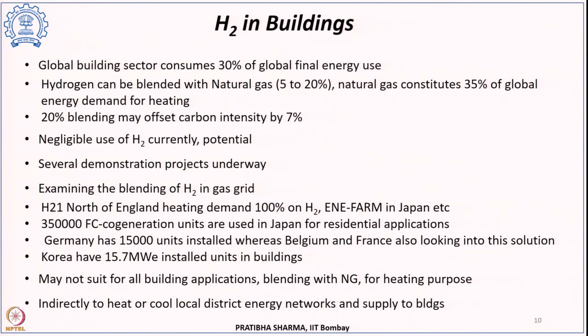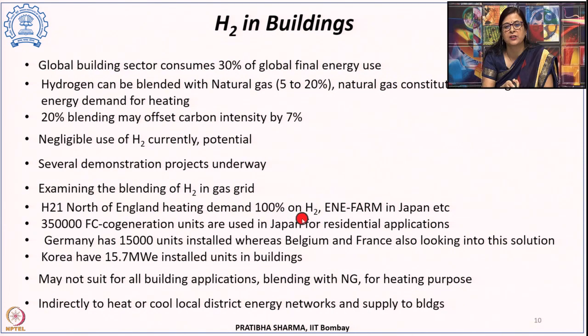There are several demonstration projects ongoing, like the H21 North of England. They are planning for heating demand which could be met 100% by hydrogen. In Japan, there are about 350,000 fuel cell cogeneration plants meant for residential applications. Germany has about 15,000 units installed. Belgium and France are also looking into such solutions.